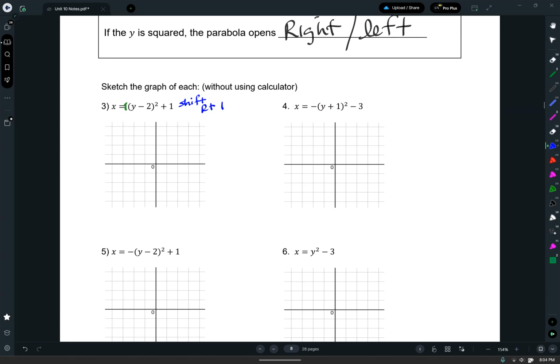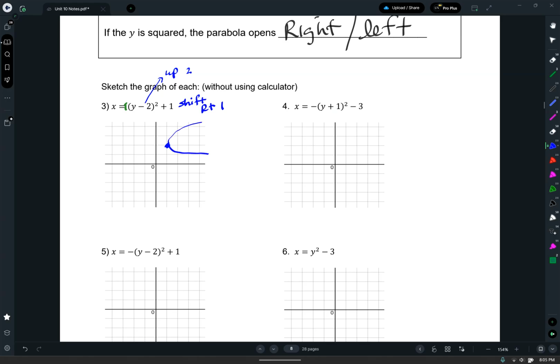Now on the inside, that 2 tells me if the whole thing goes up or down. But again, like before, remember how whatever's in the parentheses is like the opposite of what you would think? So where normally you might say down 2, really this is going to be shifted up 2. Okay, so from the origin, I'm going to go right 1, up 2. So there's my vertex. And we know this opens to the right. So there it is.